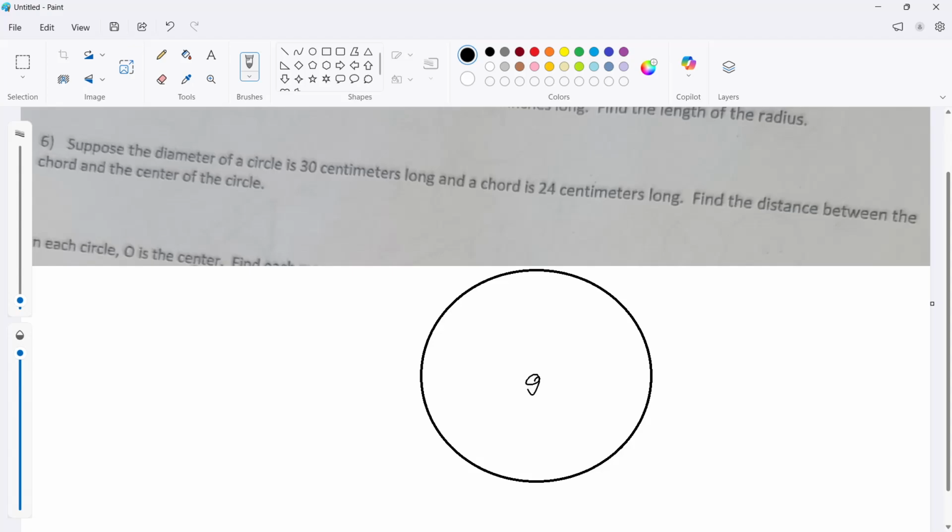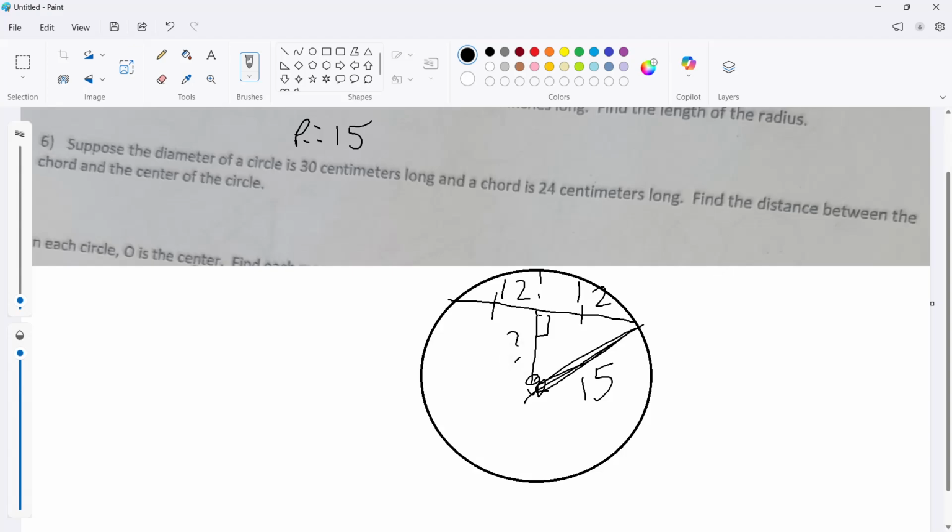Here's that. Diameter is 30, so the radius is half that, 15. The chord is 24 centimeters. If I take a radius, even though it goes further, it's perpendicular, so it's going to separate the chord into 12s. That's 12, that's 12. And here's the radius from the center to the edge, which is 15. What is the distance between the chord and the center of the circle?